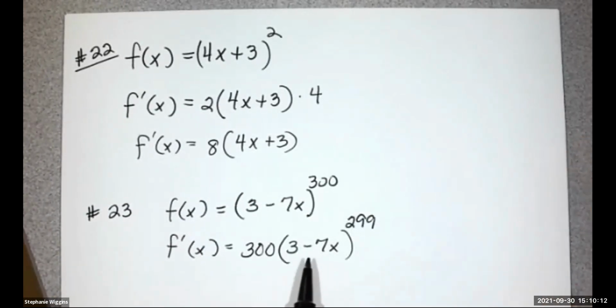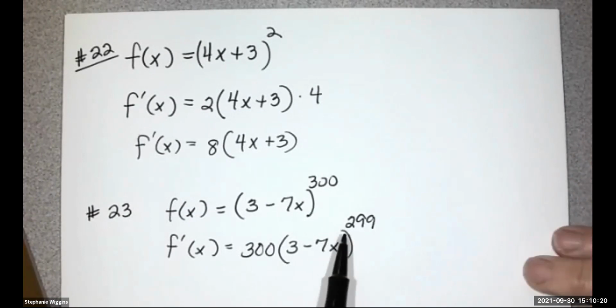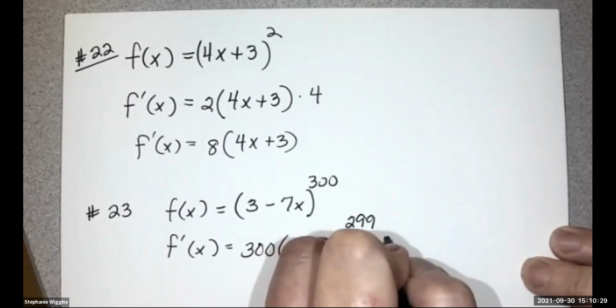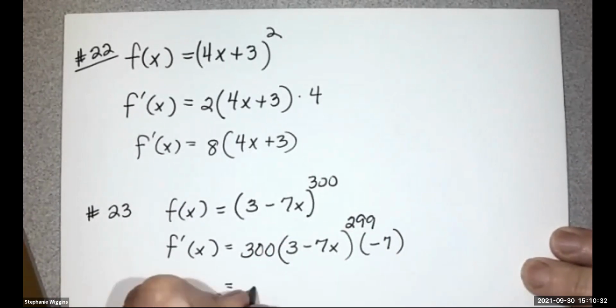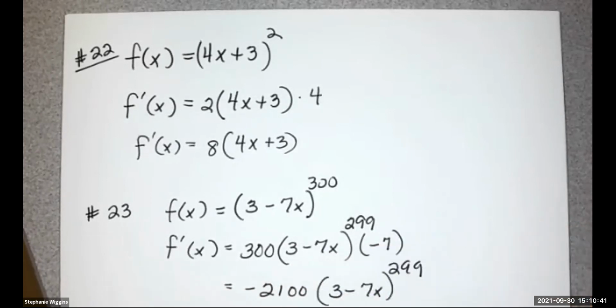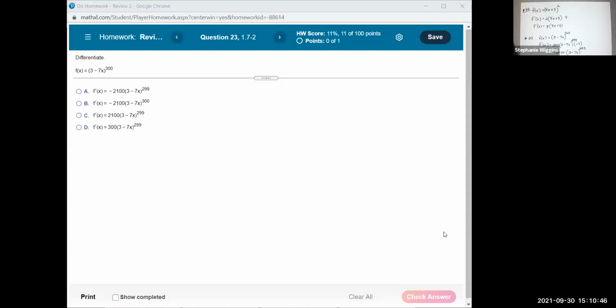And then by the chain rule or the extended power rule, you multiply by the derivative of the inside here. When I say inside, I mean inside the power, right? So 299, this is what's being raised to that power. So this is the inside. And the derivative of this is -7. So this becomes -2100 when I multiply these two numbers times 3 minus 7x to the power of 299. And that gives us choice A as the correct answer.